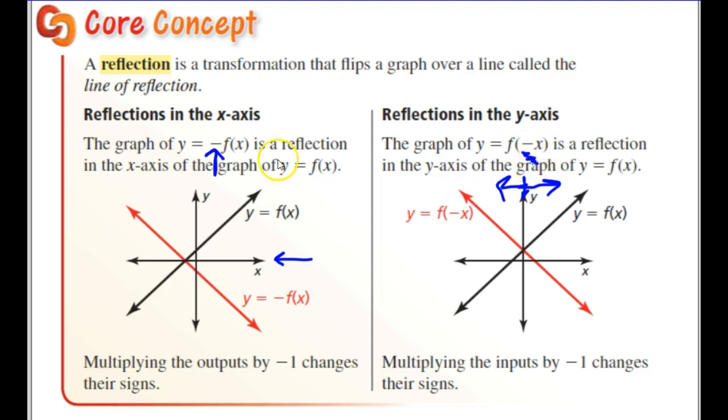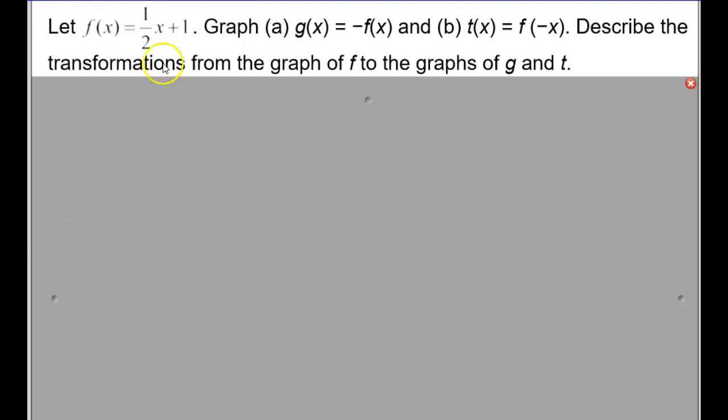Okay, so let's remember inside and outside our parentheses to get us going on this. So here's my parent function. So I have f of x equals 1/2 x plus 1. So then I graph it. Here's a negative outside my parentheses and then a negative inside my parentheses. So remember, outside means up and down. Inside means left and right. So that's where I'm going to be reflecting.